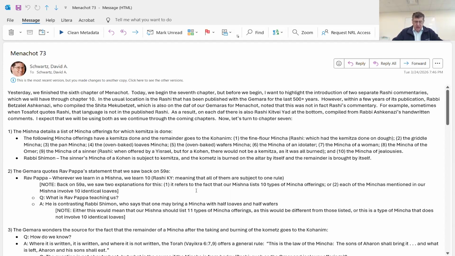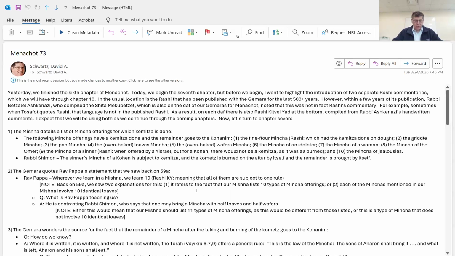So Rabbi Shimon says that when it comes to the oven baked mincha, you don't have to bring either all loaves or all wafers, but rather you could bring 5 loaves and 5 wafers. You could bring half and half, and that would still be a valid mincha. So if you're telling me that there are 10 different kinds of mincha that are listed in our Mishnah, well, then this would be mincha number 11 for our Mishnah. And if you tell me that you need to have 10 identical loaves, well, again, this would say that you don't need to have 10 identical loaves because there is one kind of mincha where you could have 2 sets of 5. So that is how we learn these.